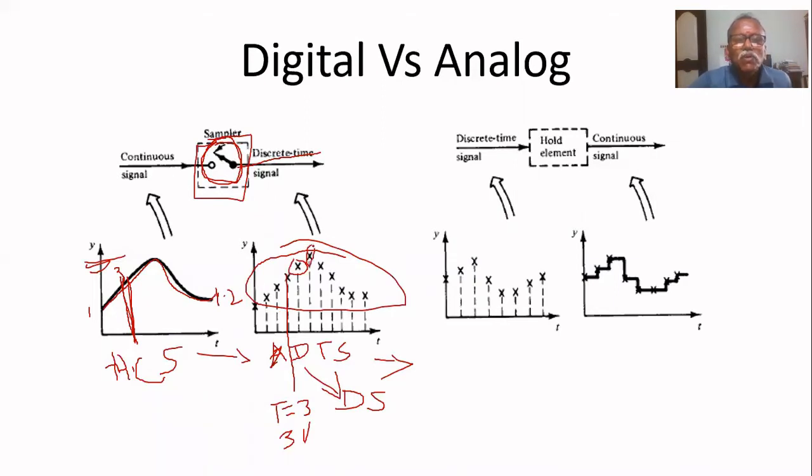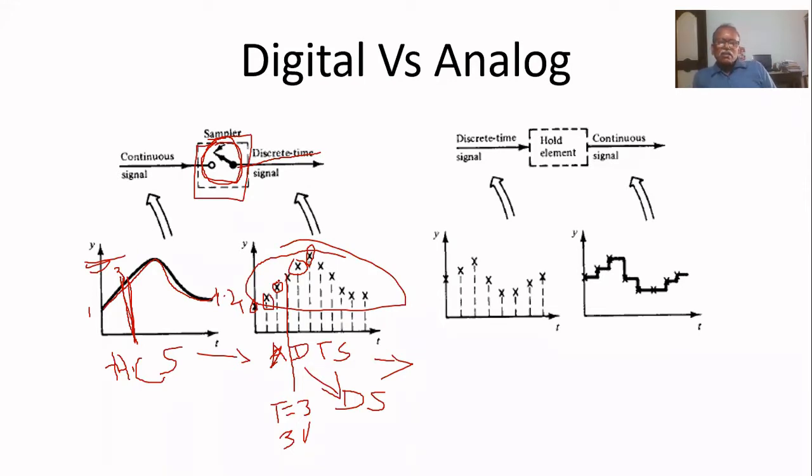Discrete value at this point is 5 volt. Discrete value at this point is 2 volt. Discrete value at this point is 1 volt. Discrete value, 1.5, here 1. Discrete value at this point is 1 volt, like that. So if you sample and retain that value, then it is called discrete time signal.